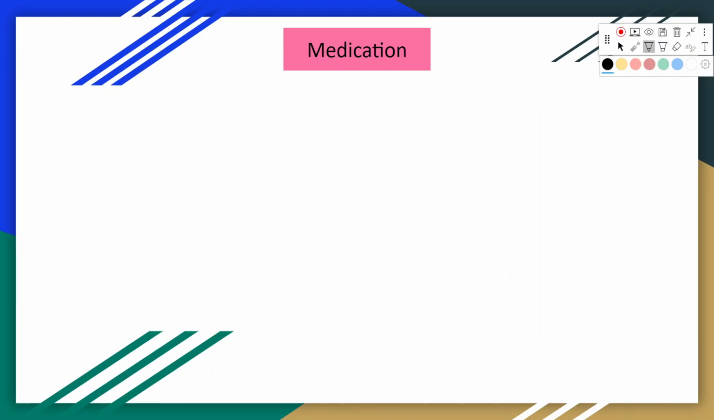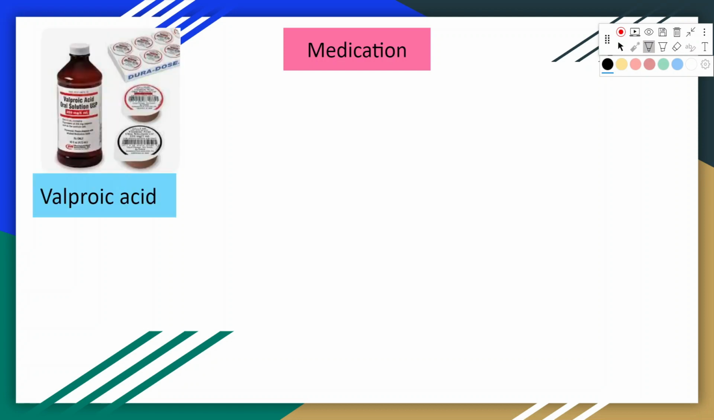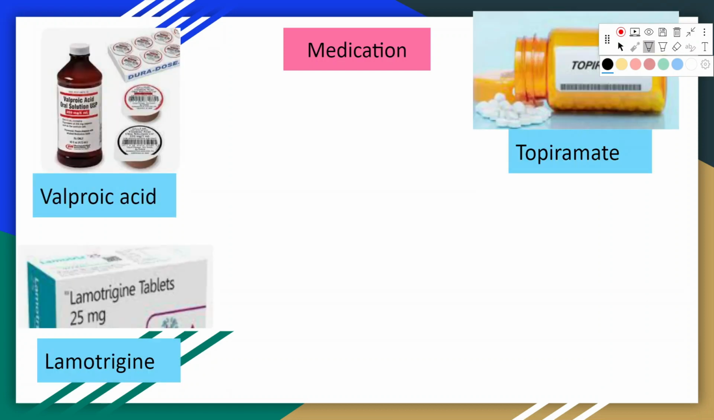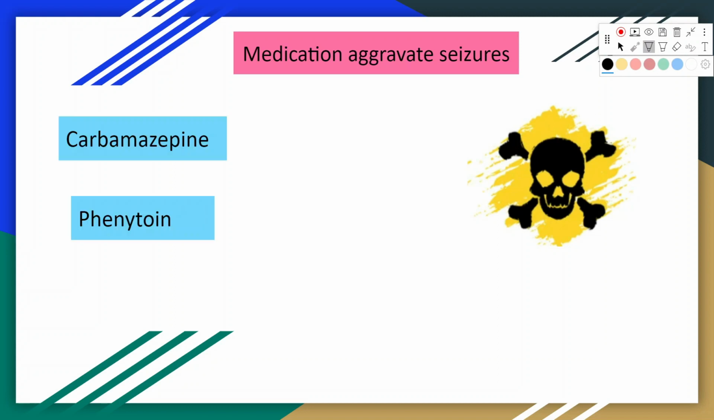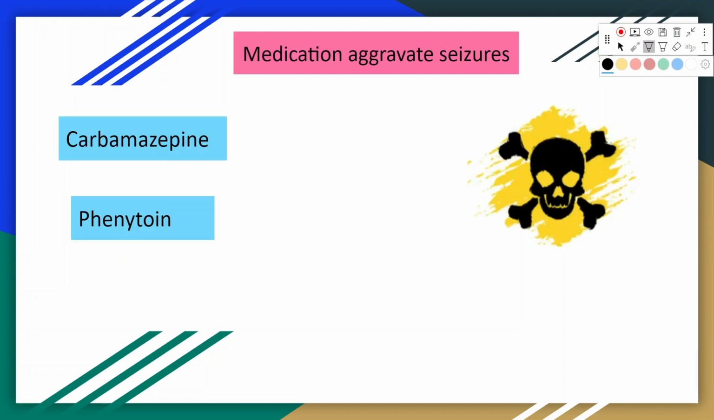The best medications for JME and myoclonic seizures are valproic acid, lamotrigine, and topiramate. The first medication approved by the FDA for JME is levetiracetam. However, if partial seizure medications such as carbamazepine and phenytoin are used to treat JME, these agents may not only be ineffective, but in certain cases, they may worsen the seizures.